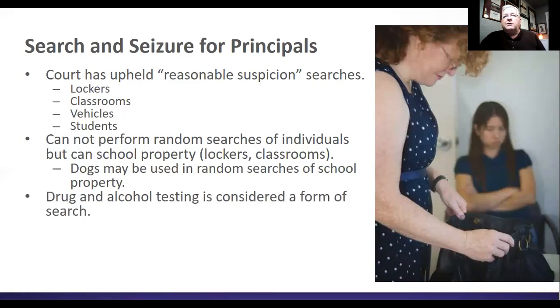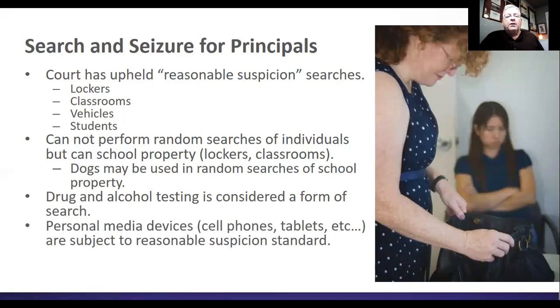Drug and alcohol searching or testing is considered a form of a search, and that's been upheld by the Supreme Court. The Supreme Court also has said that personal media devices are subject to the reasonable suspicion standard. So if you'd gotten information that a student was texting threats to another student, then you could search the suspected student's cell phone.